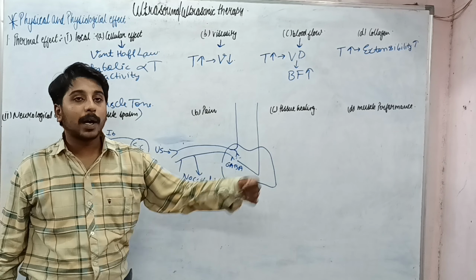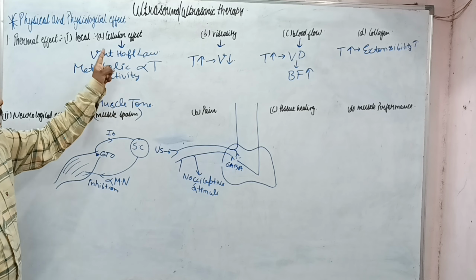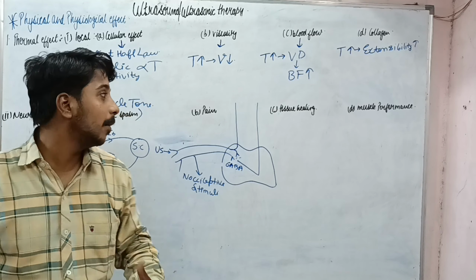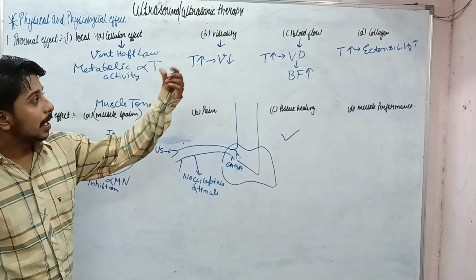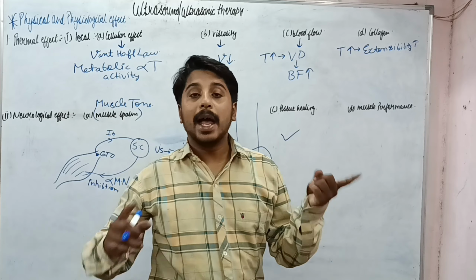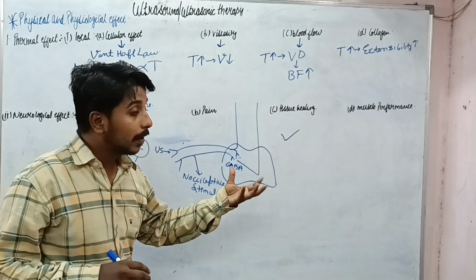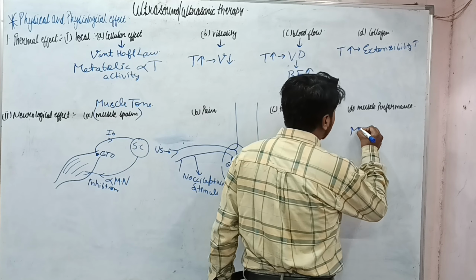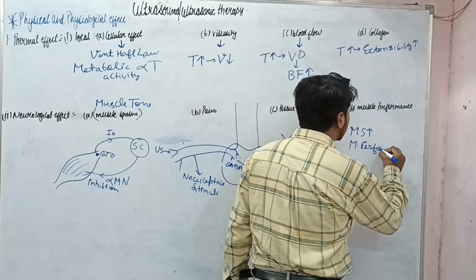Okay, and next part is tissue healing. All these things, that is, blood flow increase and metabolic activity increase, that is, fresh oxygen and nutrition will come, which will promote the tissue healing. And last is muscle performance. As the extensibility is increasing, the range of motion is definitely increased, and research has stated that whenever we give the ultrasound, there is an increase in performance, that is muscle strength increases, so we can say muscle performance increases.